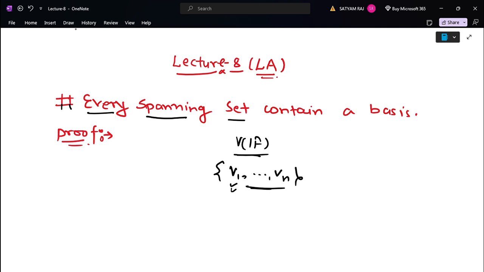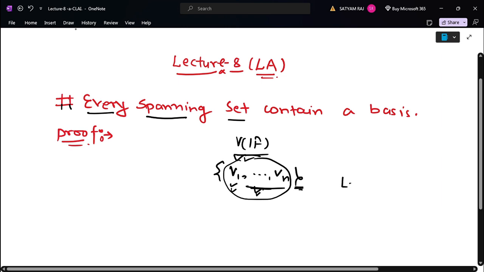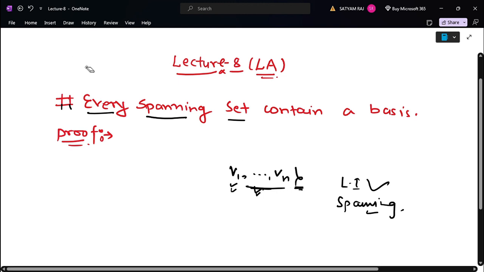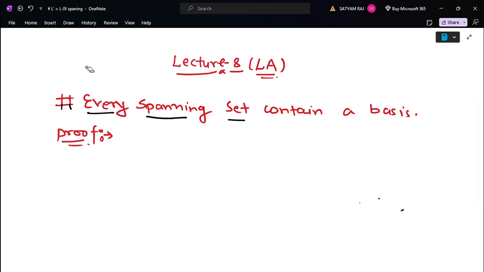So if this set spans the whole vector space, it means it contains a basis, which means a subset of this set will be linearly independent and also spanning. Okay, so we have to prove these things. At first we will assume we have a spanning set and we will find some of the vectors which are also linearly independent and spanning, and that set will be the basis of the vector space.